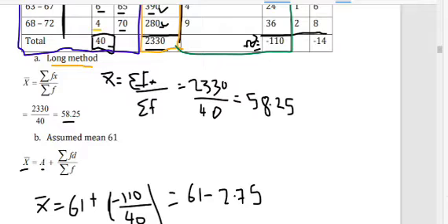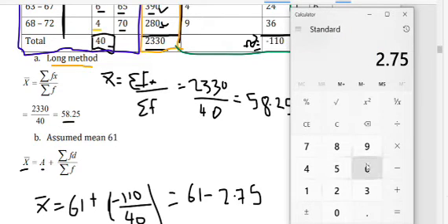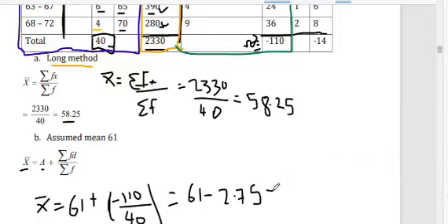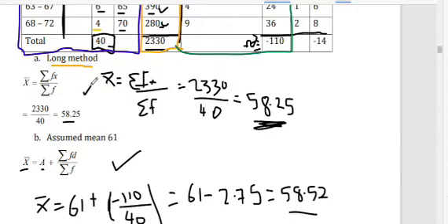So I'm going to do 61 minus 2.75. That is equal to what? 58.52, which is the same as what we had before. So you see that with both methods, you still have the same answer. So this one is the assumed mean method. This one is the long method. And the last one is the coding method.